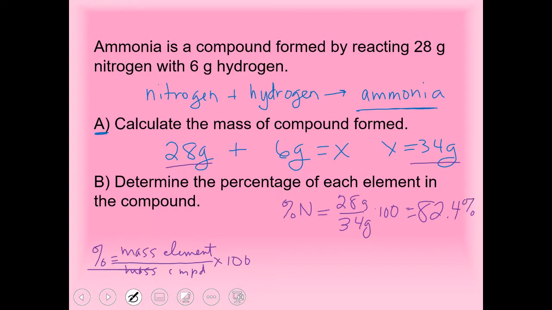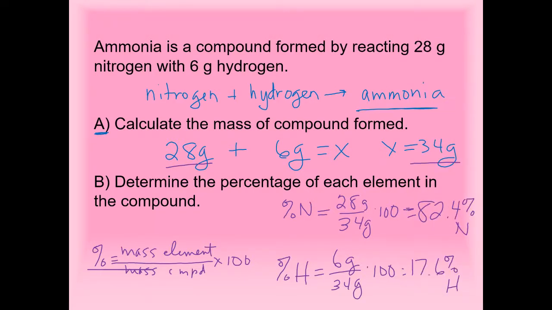82.4% nitrogen. Generally, we recommend that you keep the percentage compositions to the 10th. And then the hydrogen, the only number that changes is the number on top because we had 6 grams of hydrogen out of the 34. And when I solve that, I get 17.6% hydrogen. Now you should notice that the percentages add up to 100, right? If you had 3 elements, your 3 percentages should add to 100. Every once in a while, just because of rounding, you might get 99.9 or 100.1.